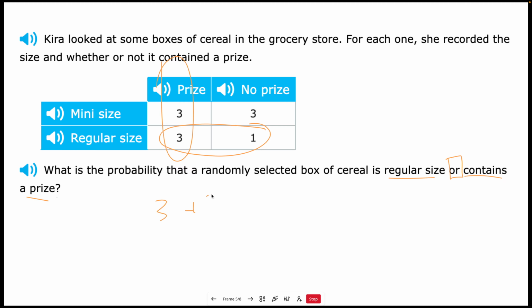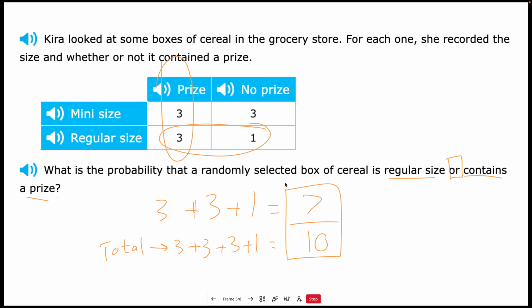So 3 plus 3 plus 1. Again, I'm adding up all the numbers that I circled. That would be 7 out of the total. Okay? And the total is 3 plus 3 plus 3 plus 1, which equals, let's see here, 3, 6, 9, 10. All right, 7 out of the 10, okay, will work.